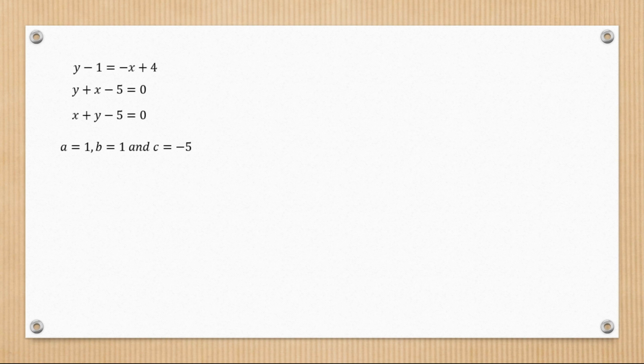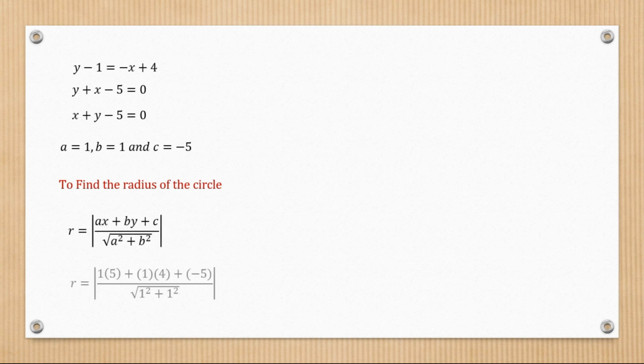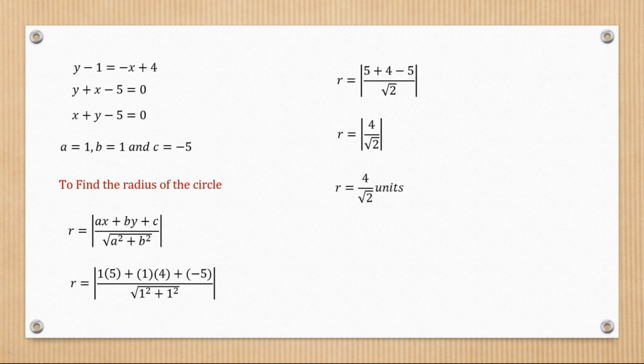So now I can already see that the coefficient of x is 1, that shall be a, the coefficient of y is 1, and that shall be the b, and the coefficient at the next part is negative 5, so that shall be the c. So now to find the radius of this circle, I'll use the formula. But remember the x and y values here are representing the coordinates of the center of the circle. So a is this, b is that, and c is that. So solve that further, and I'll have this. I have 4 over root of 2, and that shall be the value of the radius.